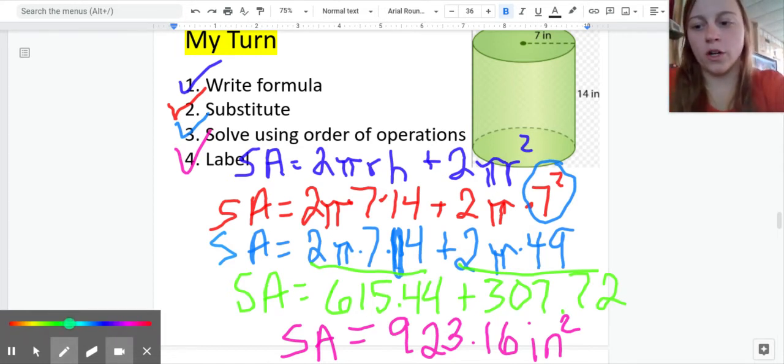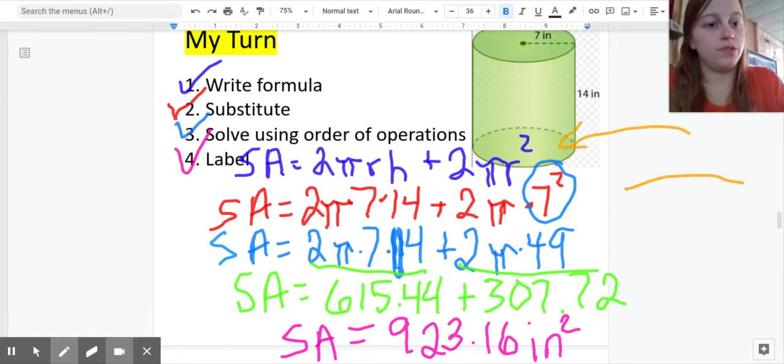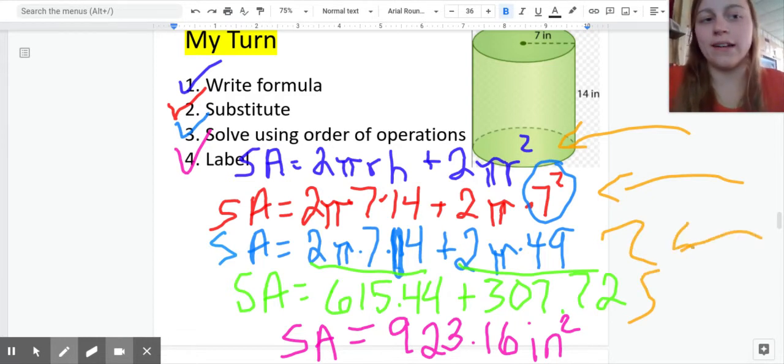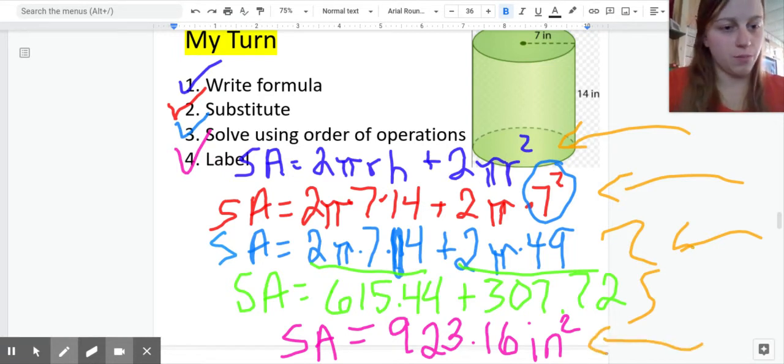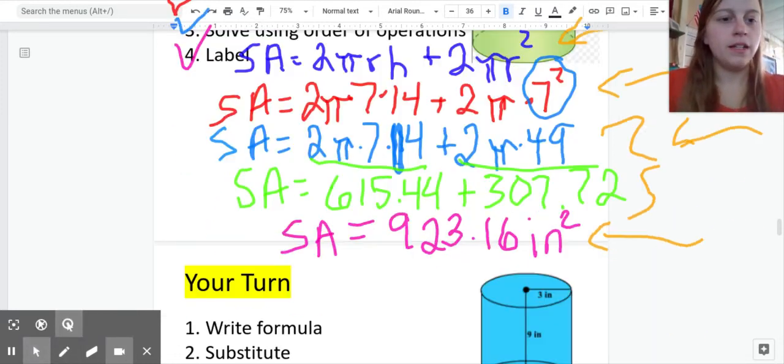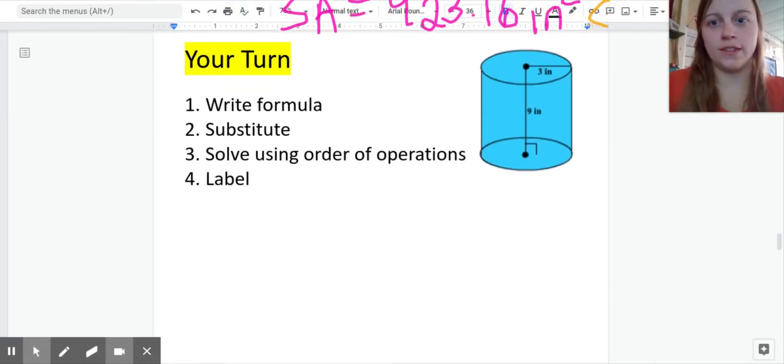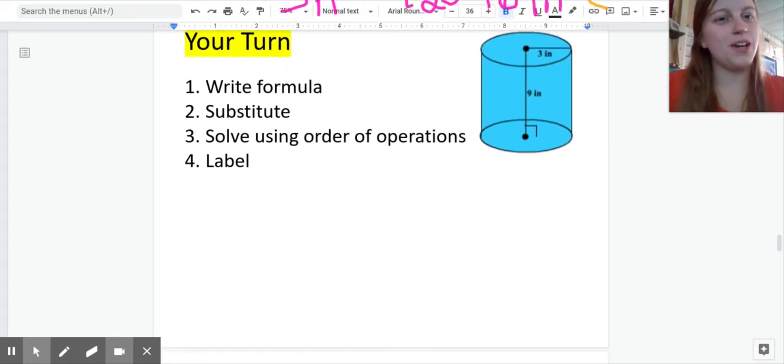So again, we're looking for, did you show your formula? Did you substitute? Did you show all of your solving, not just jumping from the substitute to the answer? You need to show your solving. And did you label? A lot of writing for these cylinder problems, but in actual reality, guys, you've been doing substitute, solve, substitute, solve. Let's go ahead and you try this one. We'll pause the video while you work.